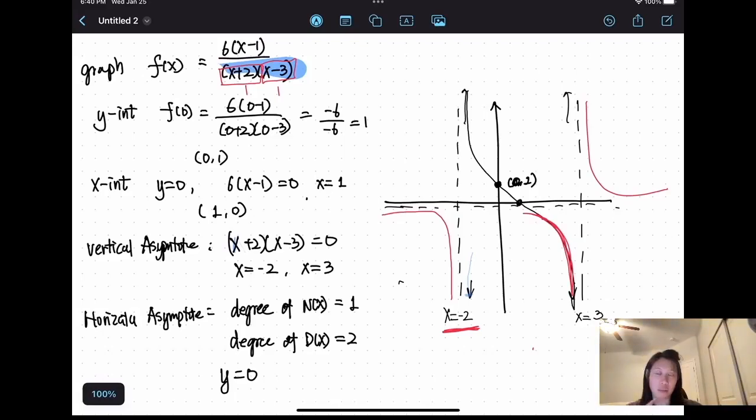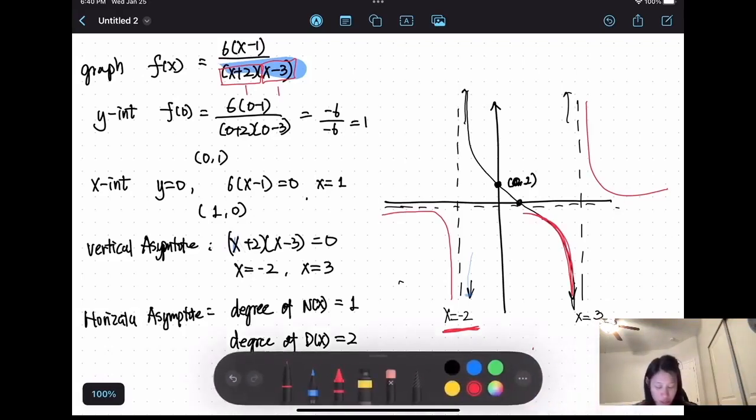Okay, so when the multiplicity is an even number, what does the graph look like? Let's say everything is the same except for one tiny change. I put a square at the asymptote x equals 3. So if this multiplicity changed to 2, that means the graph is not going to cross to the opposite side. It's going to be on the same side.